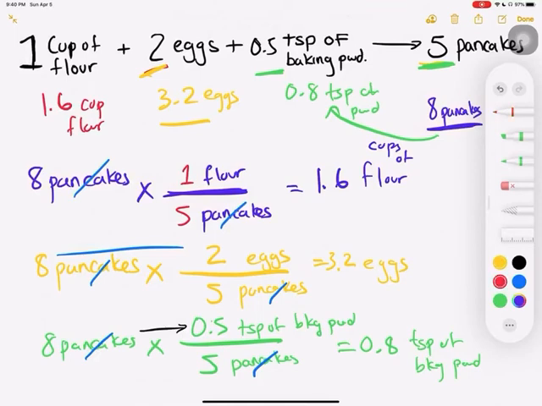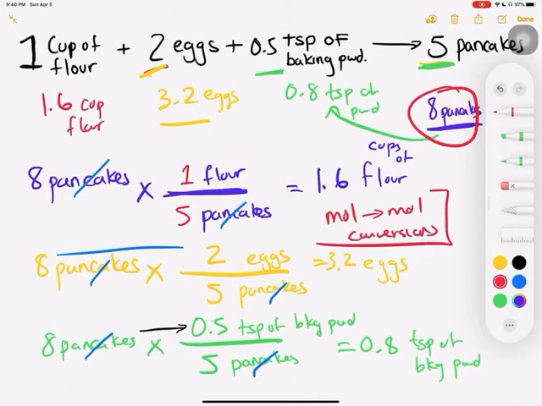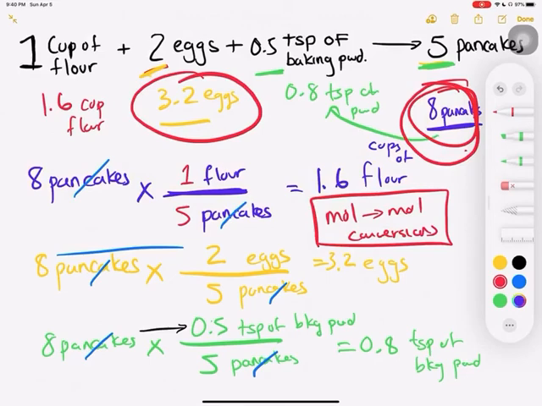What you guys are doing right now, we call this mol-to-mol conversions. So this is what we're doing right now. But of course, we're not using chemicals. We are using a recipe. And it works in any direction that you want, right? Right now I started with 8 pancakes and I tried to find every other number. So you can also start with x and you can find every other number the same way.